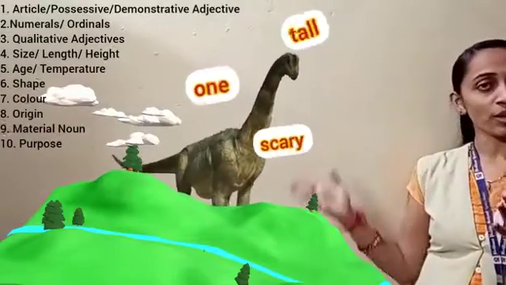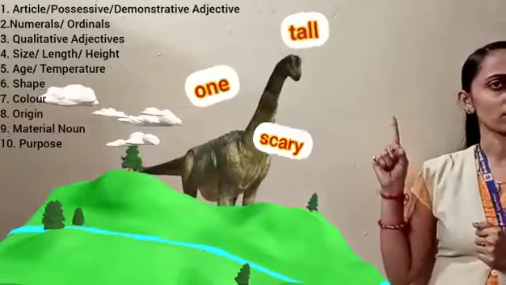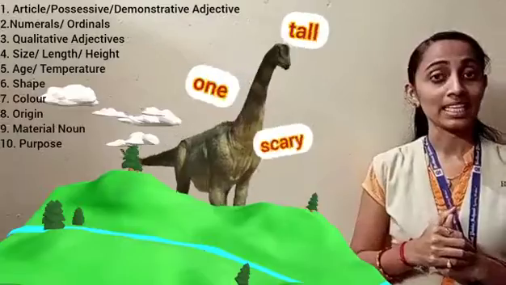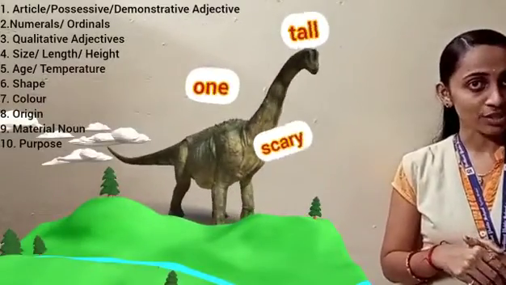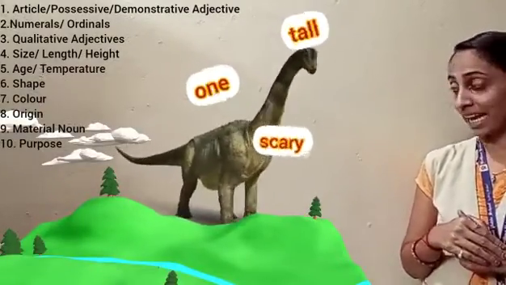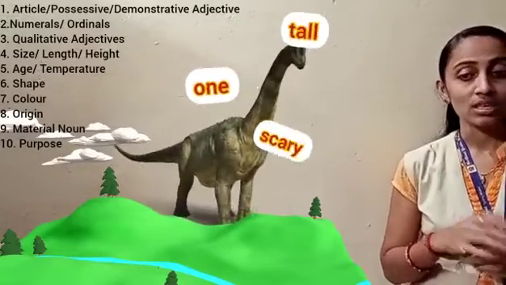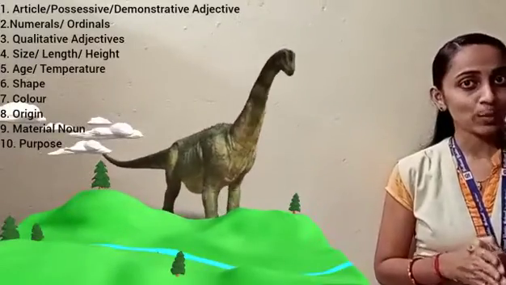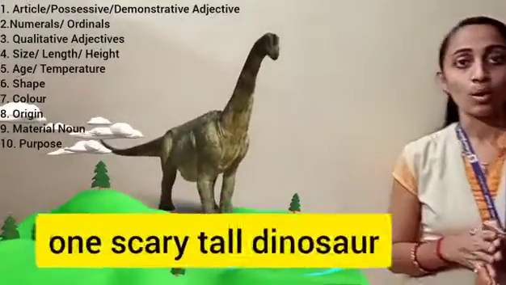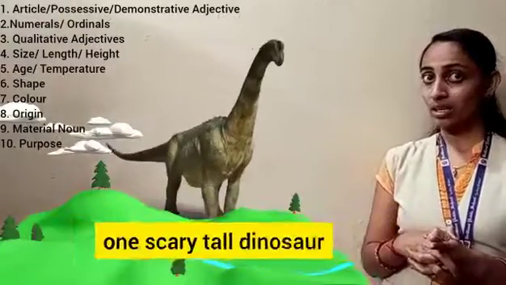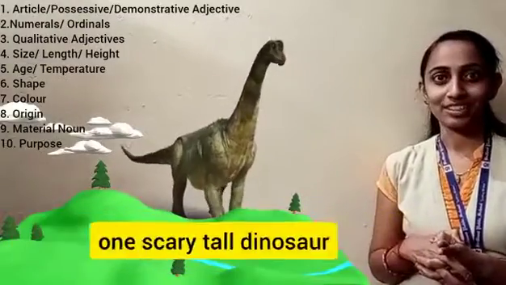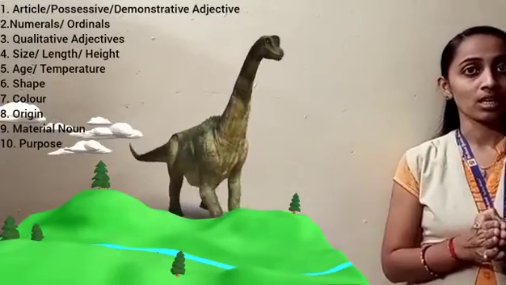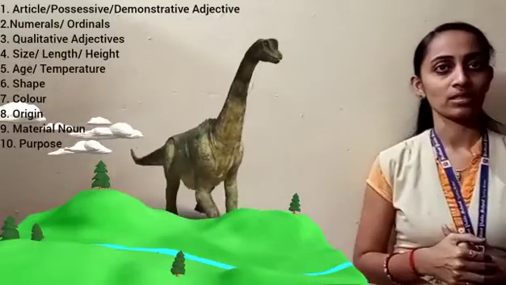And again, according to our sequence chart, article, numeral. So 1. Next comes qualitative adjective or opinion, scary. And then comes size, length or height, tall. So the correct sequence of the adjectives is 1, scary, tall, dinosaur. Right? Yes. Now let us have a look at one more present.